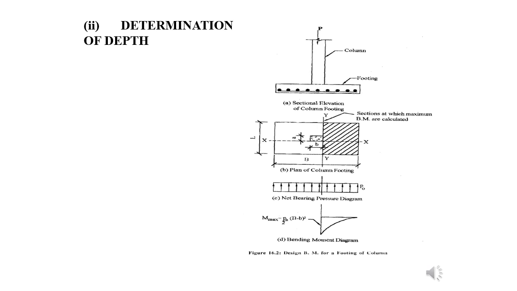The diagram is also there, PU you can see, and this is the bending moment diagram. So A, B, C, D, four diagrams are there. We can discuss this diagram B: how we can determine the depth. How we can determine the size we have discussed in the previous slides. Determination of depth means the thickness of the footing.